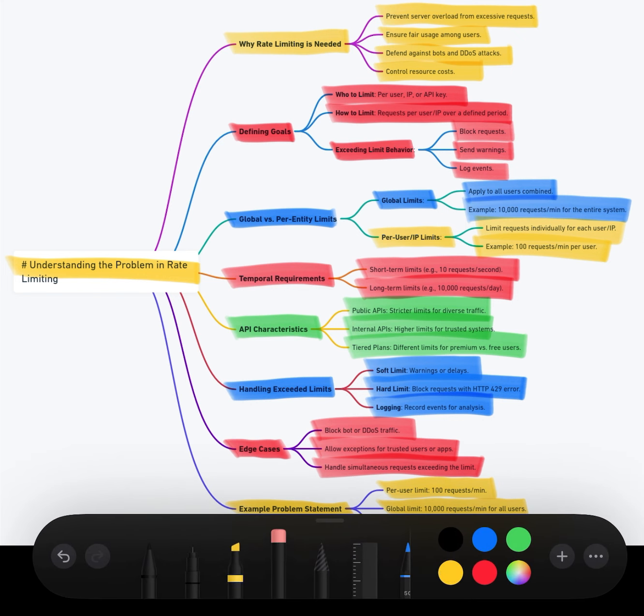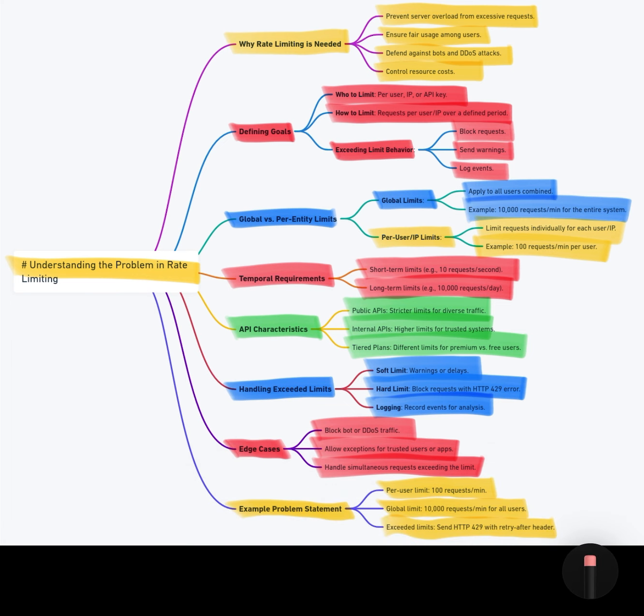Conclusion. Understanding the problem is the foundation of designing a rate limiter. By defining your goals, constraints, and edge cases, you create a clear blueprint that guides the implementation and ensures your rate limiter effectively meets your system's needs.